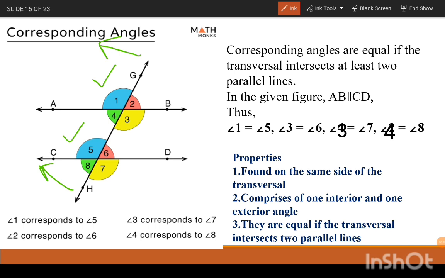One is in the interior, the other one is in the exterior. We have two more pairs like this, angle 4 and angle 8, because 4 is in the interior, 8 is in the exterior, and they are on the same side of the transversal. And the last one is angle 3 and angle 7. They are on the right side, one is in the interior and the other one is in the exterior. So these are the corresponding angles, and corresponding angles are always equal. So angle 1 is equal to 5, 3 is equal to 6, 4 is equal to 7, 2 is equal to 8.